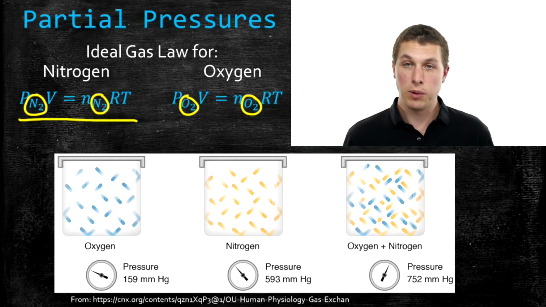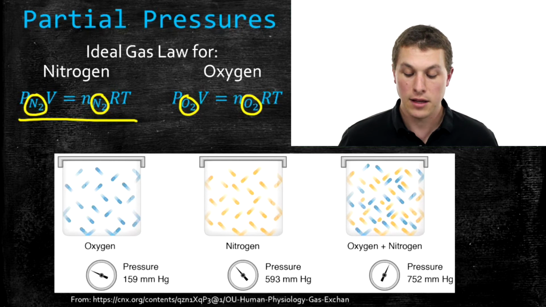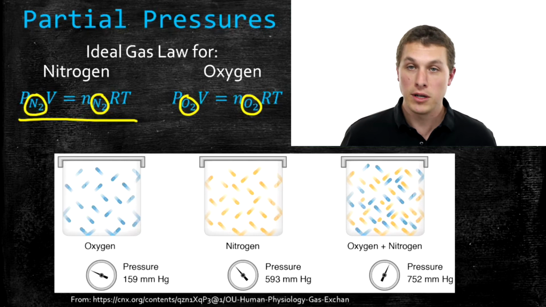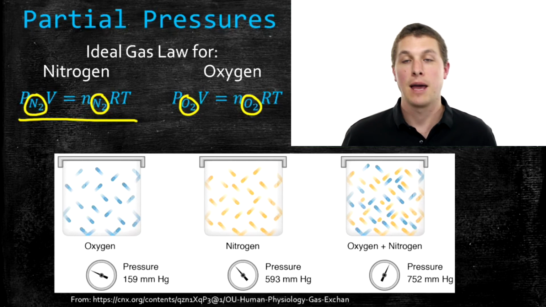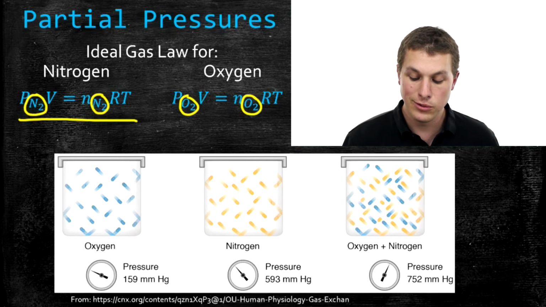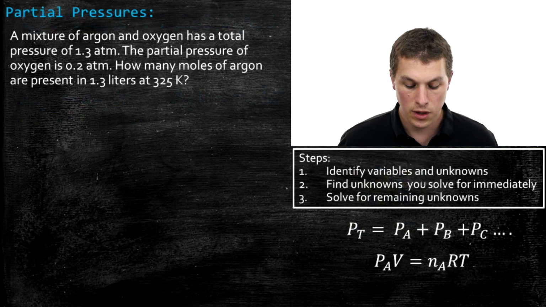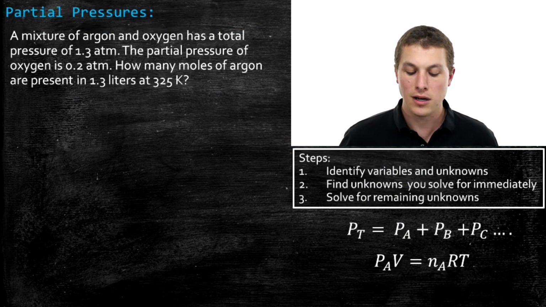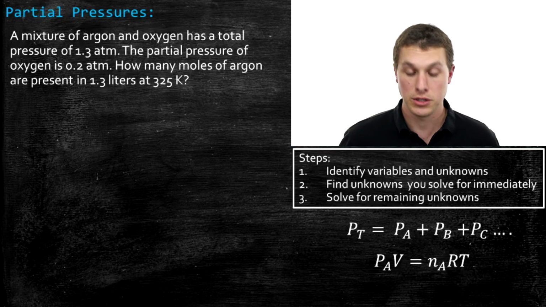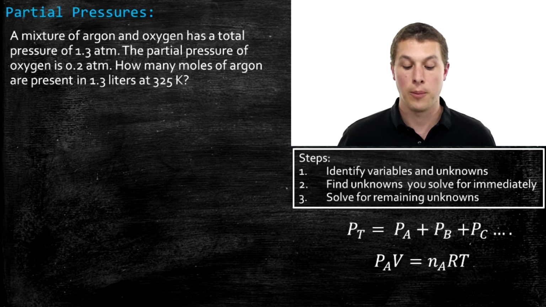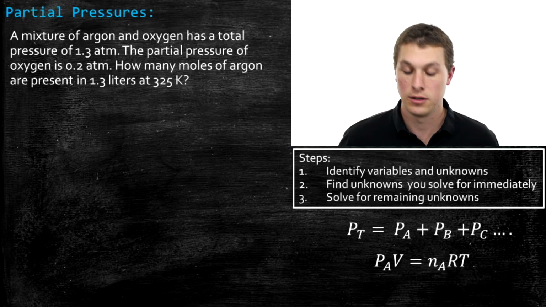So we can use partial pressures, the fact that we can split up the contributions of pressure, to rewrite the ideal gas law. And we can solve a bunch of different chemistry problems using these new equations. So let's take a look at a type of chemistry problem you might see that uses these partial pressure equations. So this question says a mixture of argon and oxygen has a total pressure of 1.3 atm. The partial pressure of oxygen is 0.2 atm. And the question asks, how many moles of argon are present in 1.3 liters at 325 Kelvin?